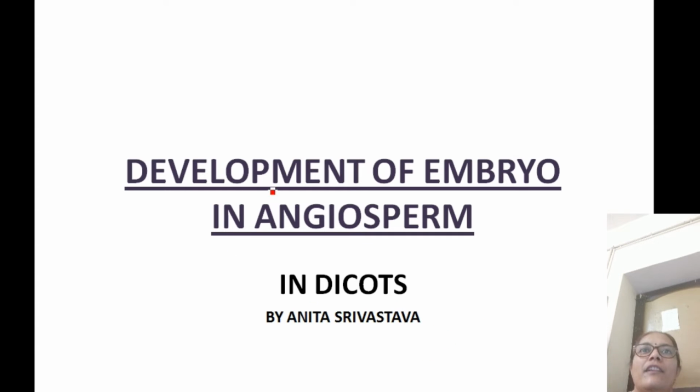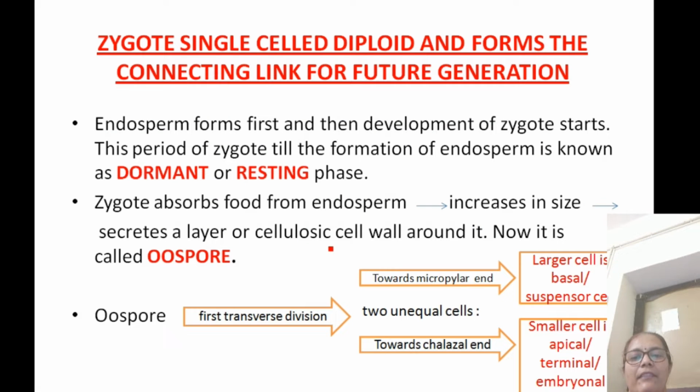Yes, children, today we will study the development of embryo in dicot. Okay? So see, in the previous class we have seen the fertilization step, that is syngamy. Syngamy is the fusion of male and female gamete resulting in zygote.